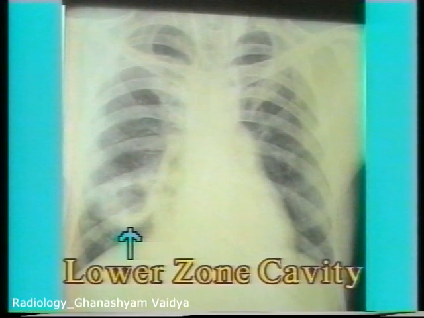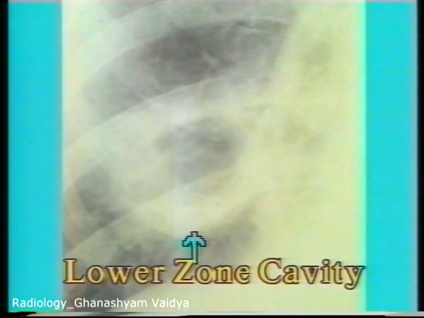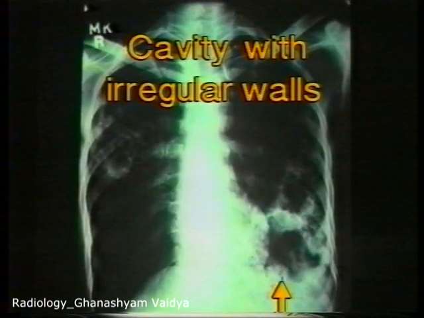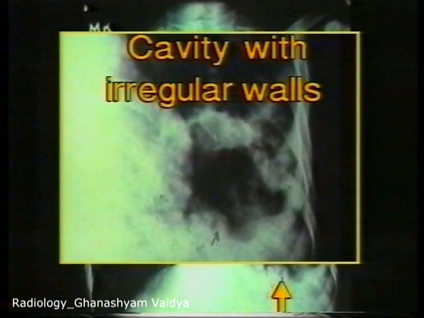Sometimes, cavities can occur in atypical locations. This is a cavity in the lower zone. Note the thick but smooth wall, absence of fluid level and surrounding infiltration. This is a large and irregular cavity in the left lower zone. In a close-up view, note the thick and irregular wall. Lower zone cavities and atypical cavities are seen in patients with diabetes and HIV infections.